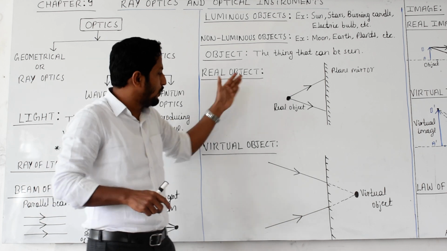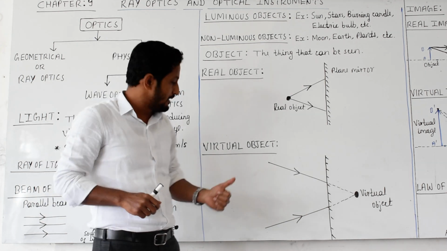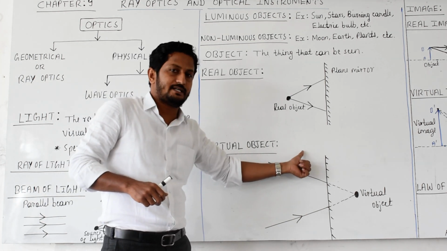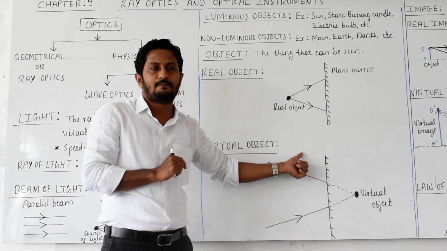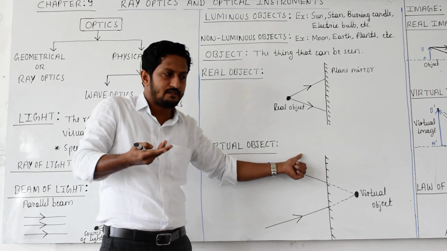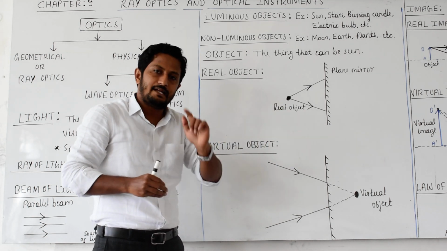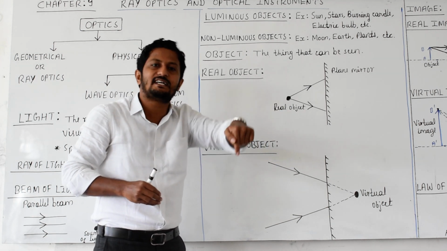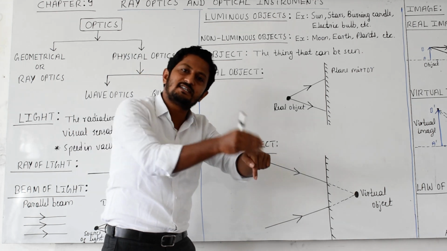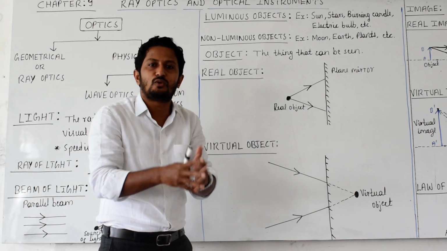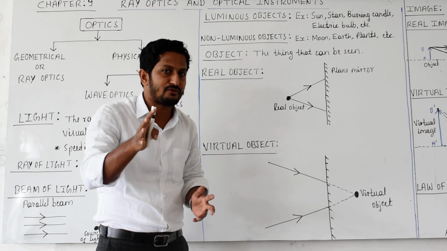Yes. So now one more is there. Another virtual object. What does virtual mean? Virtual means it looks like being there. If you go and see there, you will not notice anything. Are you getting what I am going to say?